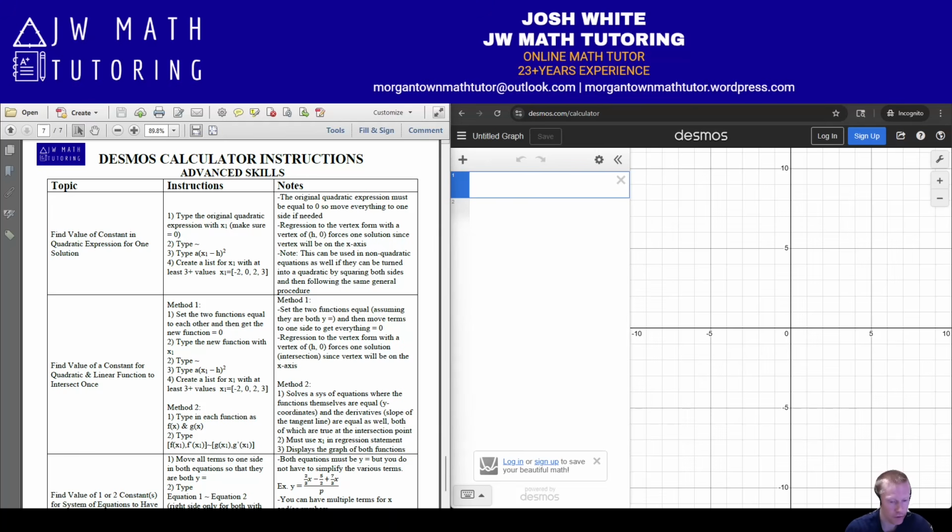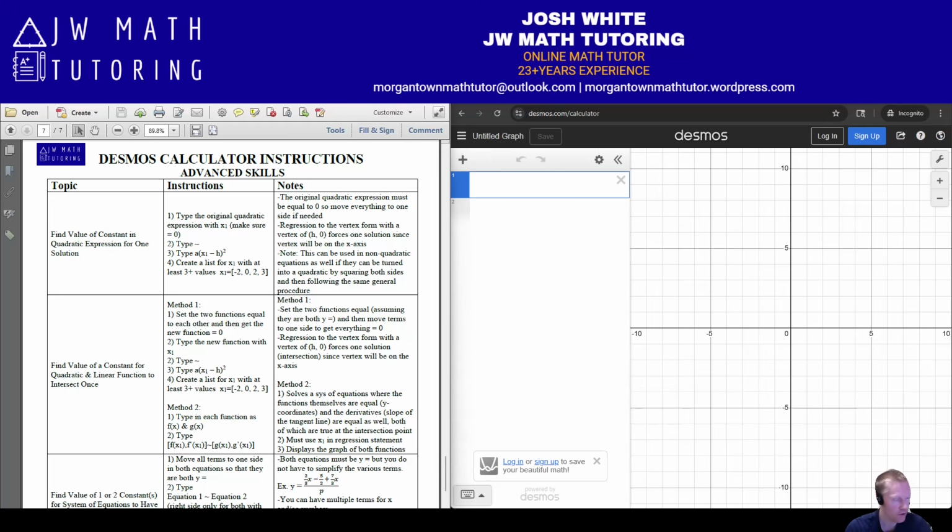Okay, so basically the type of problem that we're going to solve here is finding the value of a constant in a quadratic expression given that the expression, or really the equation, has one solution.